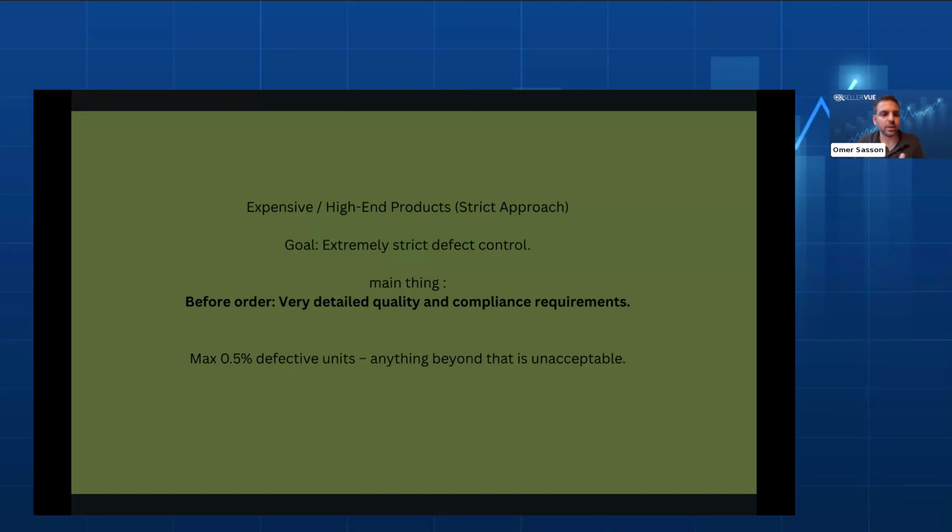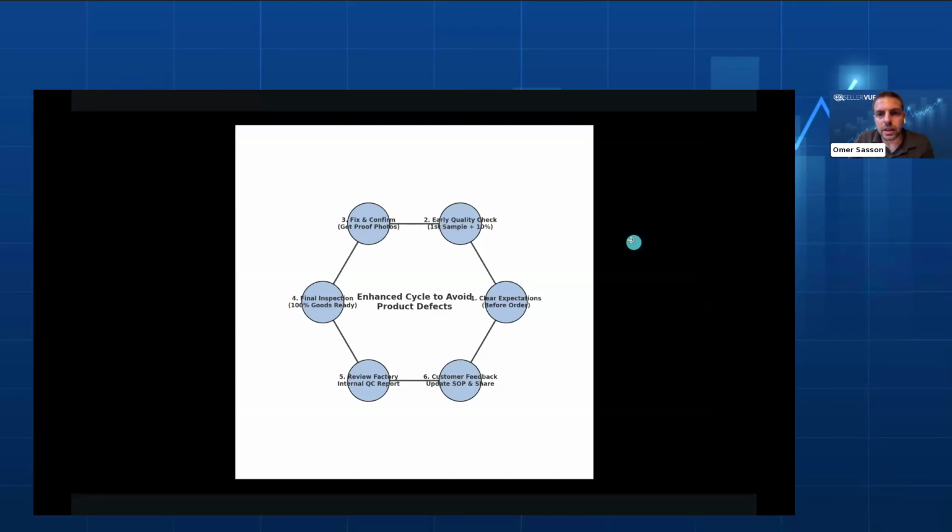The second thing is we want to set expectations with the factory. He needs to know what kind of quality we expect. So when we are talking about an expensive product, we want to set the expectation that we are ready to bear, at least the way I see it, 0.5% defective units. Anything above it is unacceptable. Now, I want to talk about the process of how we make it happen. Number 1, set clear expectations before the order.